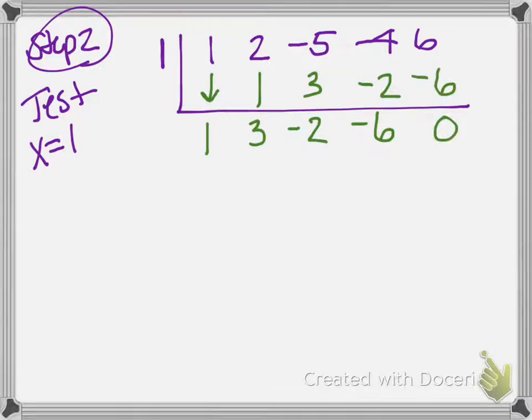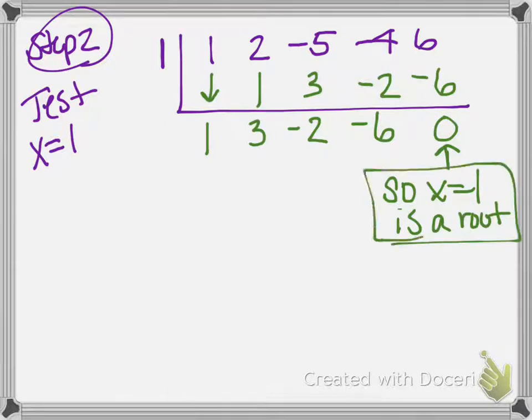So what does that mean? That means x equals 1 is a root, because we get the remainder of 0. So x equals 1 is a root. Okay, so 1 down, 3 to go. So on to step 3. Once a root is found, rewrite the new polynomial. So remember, once we find that root, this now is a new polynomial, but a degree less.